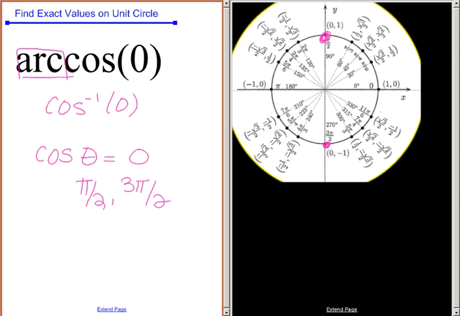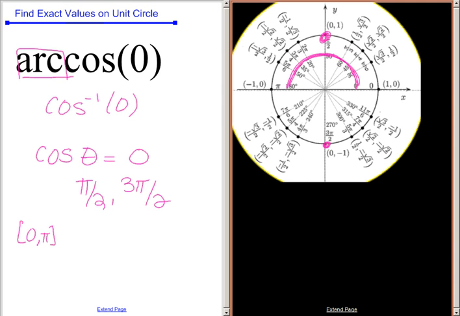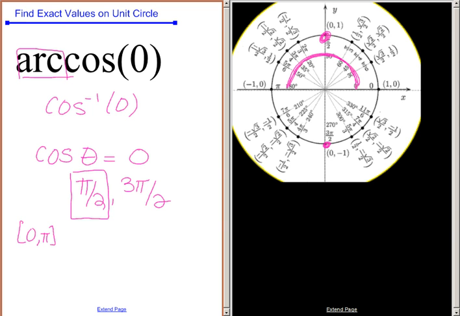However, what you need to do is make sure that your answers are in the restricted interval, okay? This is a cosine equation, and on your laminated sheet, it says that cosine's restricted interval is between 0 and pi, which means you can only have answers that are between 0 and pi. So it can only have answers that are in this region right here, which means that the pi over 2 answer is good, but that 3 pi over 2 has to get the x.